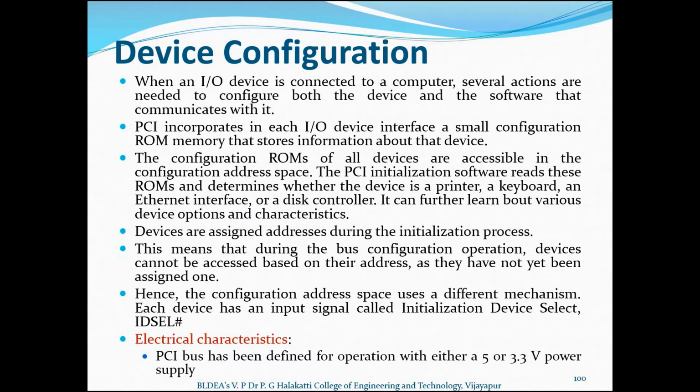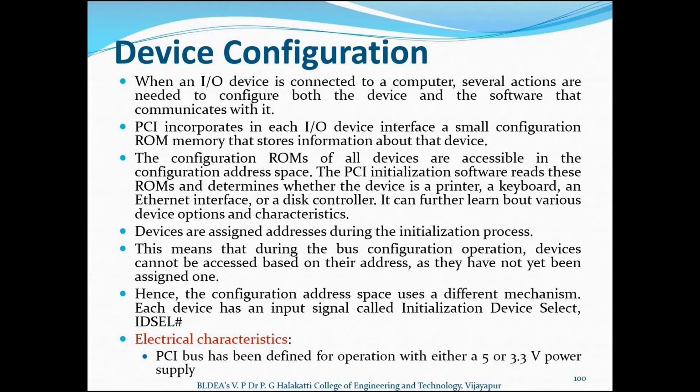Now coming to PCI device configuration. When an input-output device is connected to a computer, several actions are required to configure both the device and the software that works on the devices. Once the device is connected, the software needs to know the address of the device. The PCI includes a small configuration ROM memory in each input-output device interface that stores information about that device.